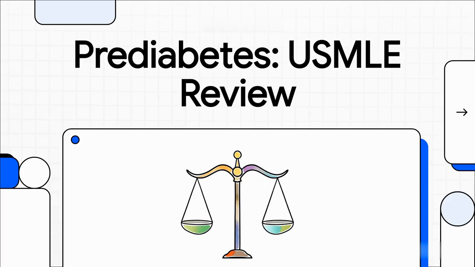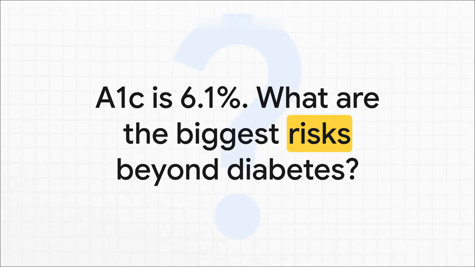All right, let's dive right into a super high-yield USMLE review on prediabetes. We're going to cut through the noise and focus on exactly what you need to know to nail these questions on your boards. So, picture this. You get a question stem about a 48-year-old patient. Their A1C is 6.1%. Right away, your brain screams prediabetes, right?